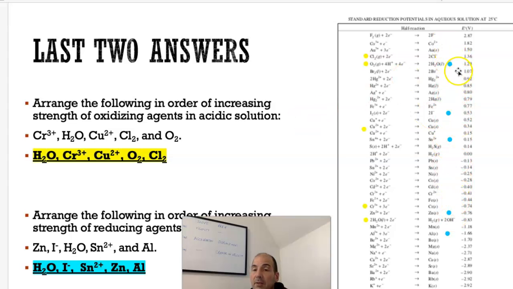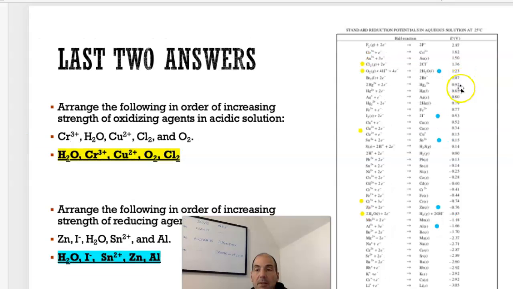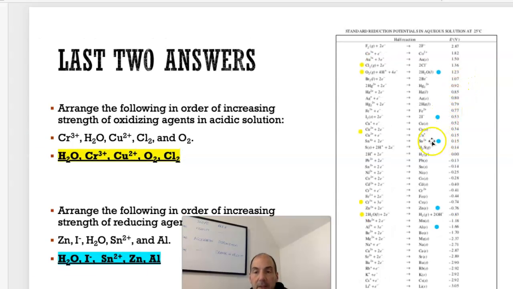Notice I put the dots on this side now, because when we flip it around and talk about reducing agents, we're talking about things being oxidized, so we have to look at the reactions from right to left. So we're starting at the top and working our way down. The water, again, is the weakest one out of the set. Then we find the iodide, then the tin, then the zinc, and then the aluminum. So there are our answers.